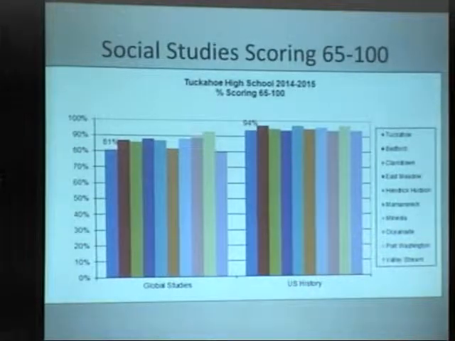So global studies, 81% passing, U.S. history, 94%. We're working hard in the writing area, mostly in social studies, to make things better. The essay writing, especially coming into 9th and 10th grade, there's more independent work given in the global area, and we're trying to keep the challenged students basically on task with regard to writing.